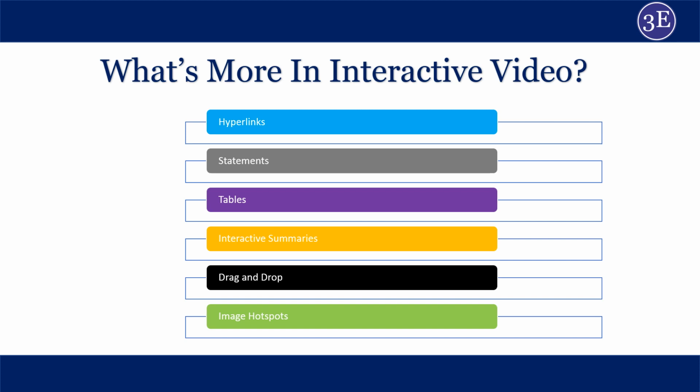What's more in H5P Interactive video? There are many other things which can be added as an interaction in H5P content, such as a link to a website using hyperlink interaction type, or you can add a statement on the video itself, tables, and interactive summaries. Explainer video tutorials can also be created in H5P Interactive video.